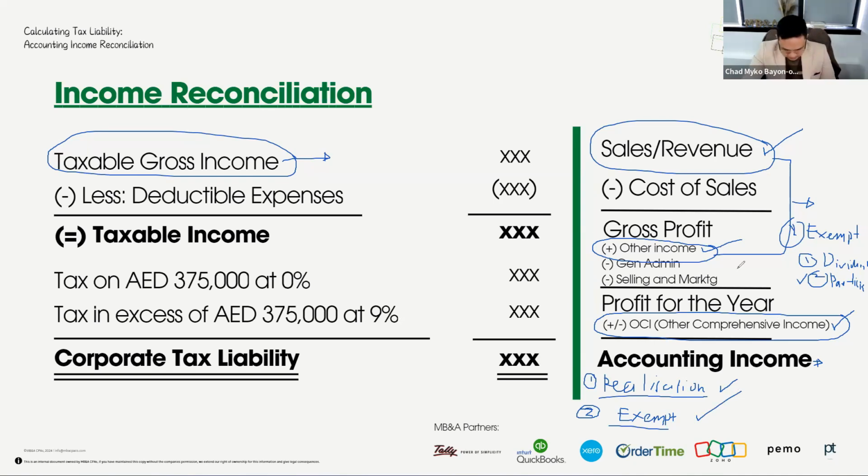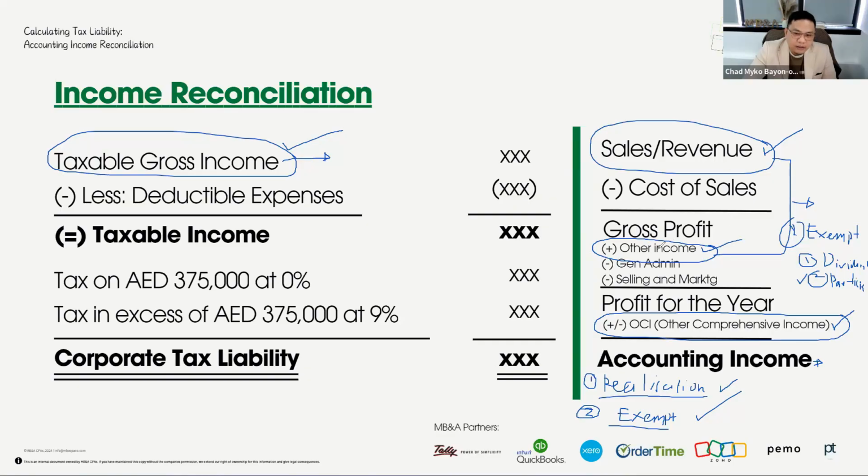Next, the other adjustments that we will be having. So we're okay actually with your taxable gross income. We will be having the realization basis, which is coming from your OCI. And then we have as well the exempt incomes that should be adjusted, which are part of either your sales revenue, if it is participating, or part of your other income. That will be considered as exempted for the calculation of your corporate tax liability.